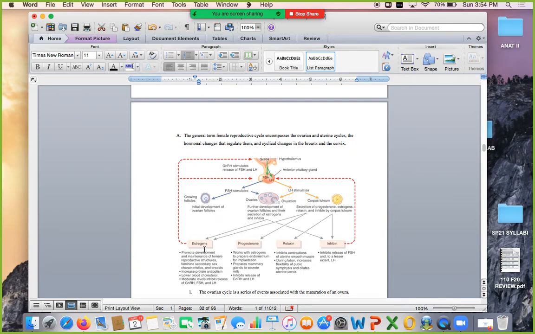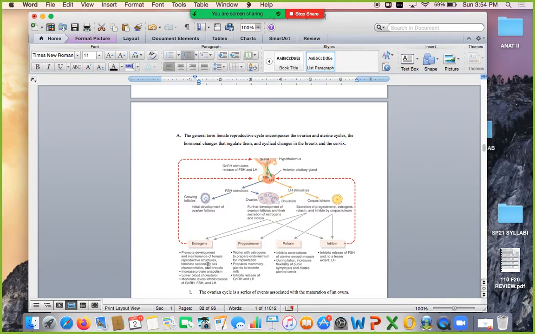Estrogens are going to help maintain the female structures and secondary sex characteristics, going to help with protein anabolism and cholesterol maintenance, and it's going to inhibit the release of GnRH, FSH, and LH. Remember, we saw that previously too, the end products in the male as well. The end products of the pathway are going to inhibit the initiation of the pathway.